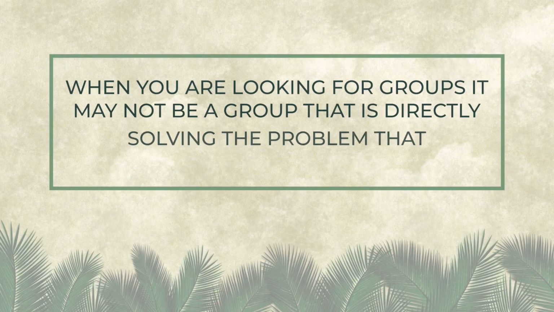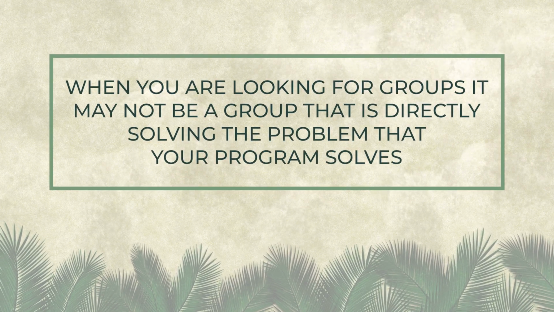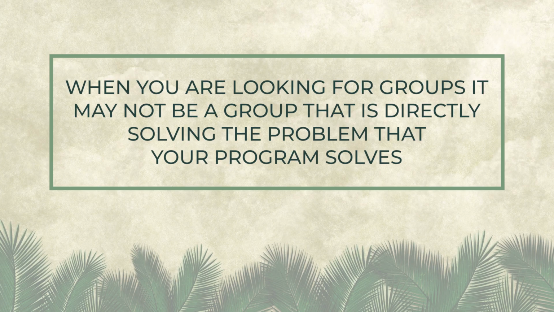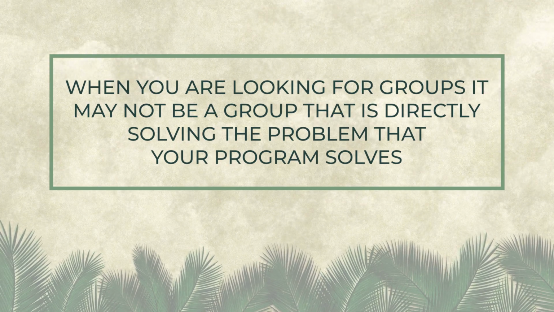And remember, when you're looking for groups, it might not be a group that is directly solving the problem that your program solves. It'll probably be something that's adjacent. So in the examples that I gave before, like mindfulness for entrepreneurs, you might just find a group of entrepreneurs or a group of parents or a group of health coaches or a group of artists. Maybe their group is about something that is adjacent or even just about hanging out together as a group. And you can then go in and gather research and information to really help those people and to make sure that you're creating a beta program that serves their needs.